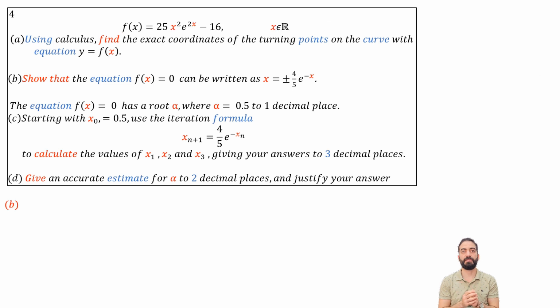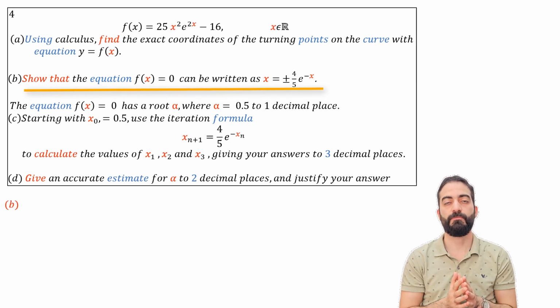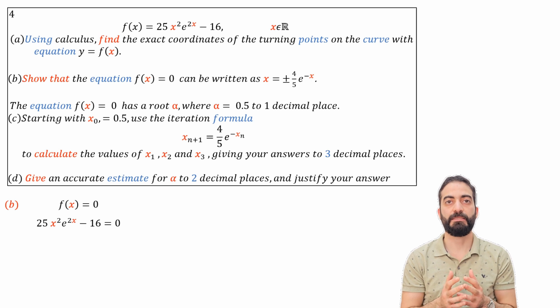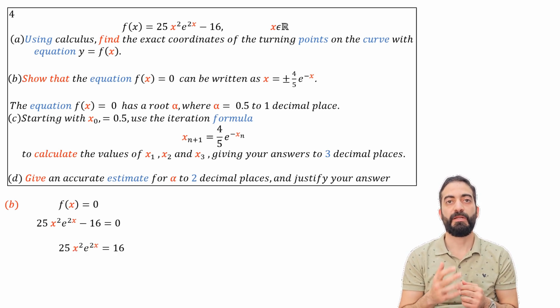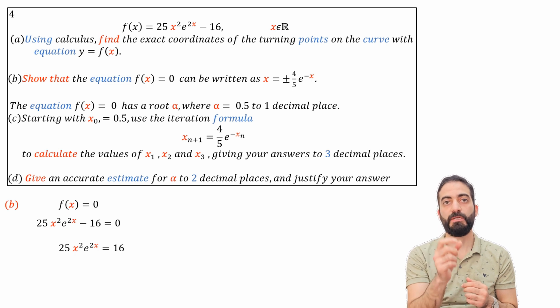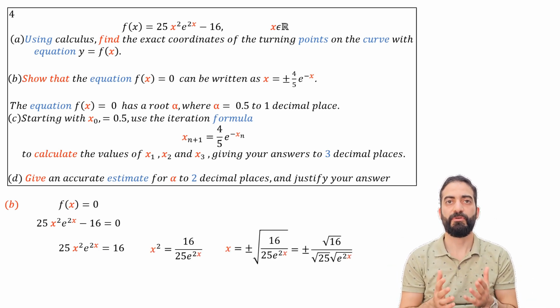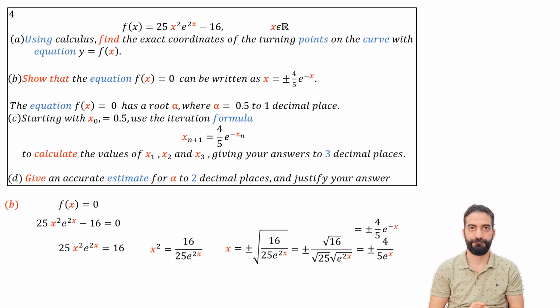We now move to part B, show that the equation f(x) equals 0 can be written as x equals plus or minus 4 over 5 e power minus x. f(x) equals 0, meaning that 25x power 2 times e power 2x minus 16 equals 0. We can now put minus 16 after the equal, so it becomes plus 16, and in this way we can get x. We now move to part C.